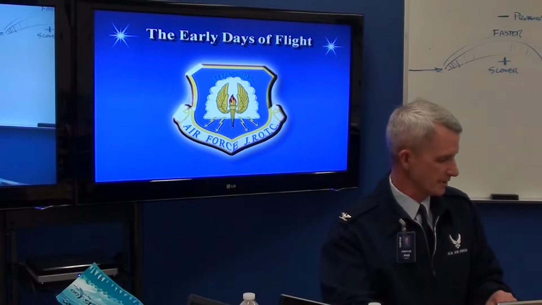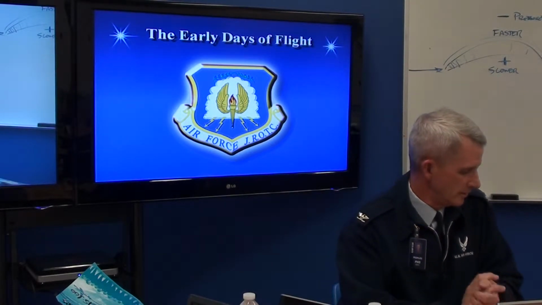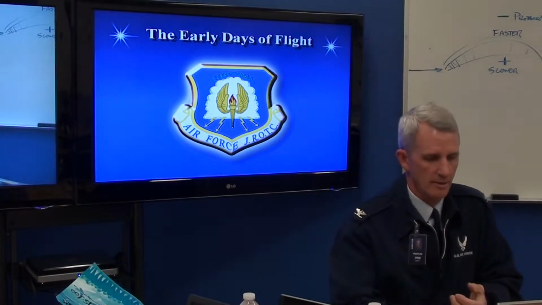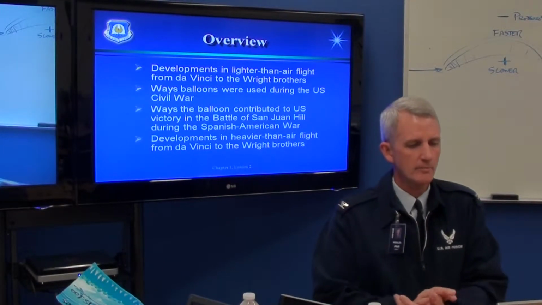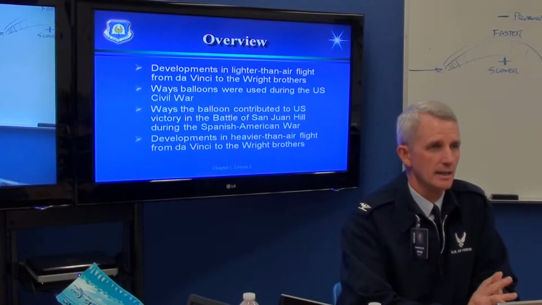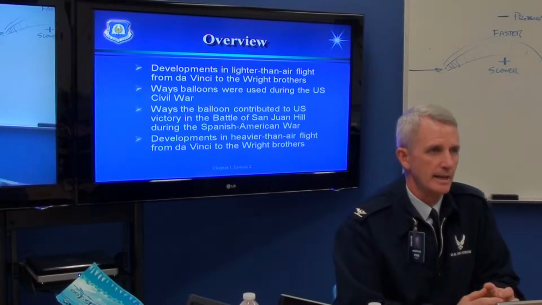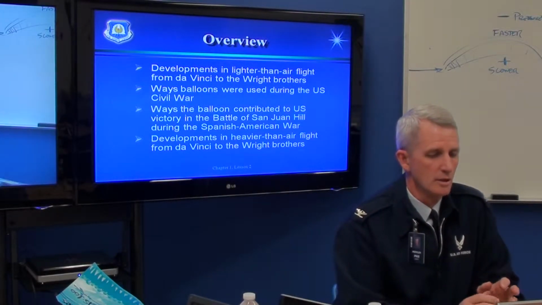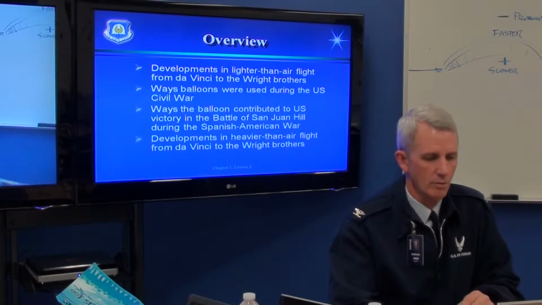Those are examples there. It's actually a picture of the balloon, bottom of page 15. The Army balloon during the battle. That's pretty cool. The developments in the lighter-than-air flight and the balloons went all the way back from Da Vinci to the Wright Brothers. The balloons were used in the Civil War.